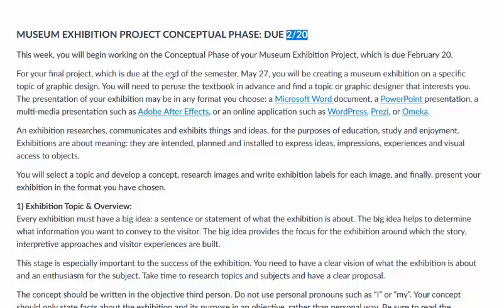For your project that is due at the end of the semester, you'll be creating a museum exhibition on a specific topic of graphic design. So you'll need to look through the textbook in advance and find a topic or graphic designer that interests you, or perhaps come up with your own idea. An exhibition researches, communicates, and exhibits things and ideas for the purpose of education, study, and enjoyment. You'll select a topic and develop a concept, research images and write labels for each image, and then finally present your exhibition in the format that you have chosen.